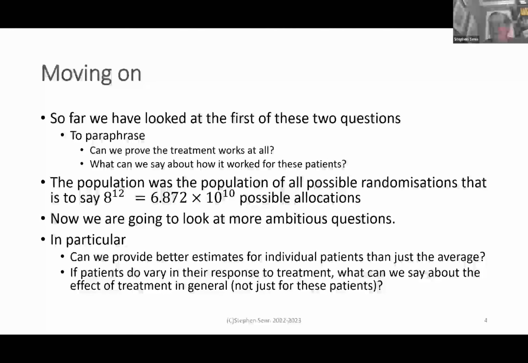So far, we've looked mainly at the first of these 2 questions. To paraphrase, can we prove the treatment works at all? And what can we say about how it worked for the patients that we studied? And the point here is that the population was the population of all possible randomizations. In our particular example, we had a look at 8 possible sequences, and there were 12 possible patients. So the number of possible randomizations was 8 to the power of 12, and that's a very large number, as you can see.